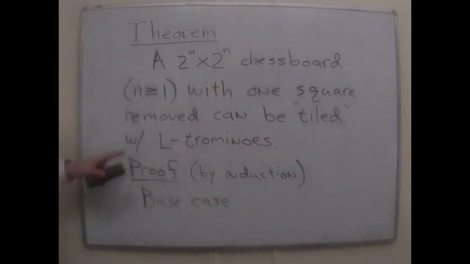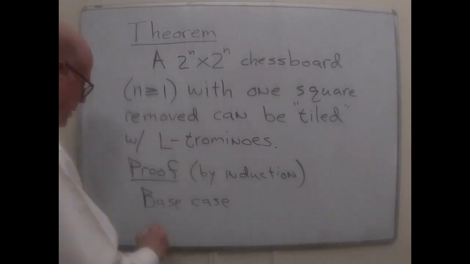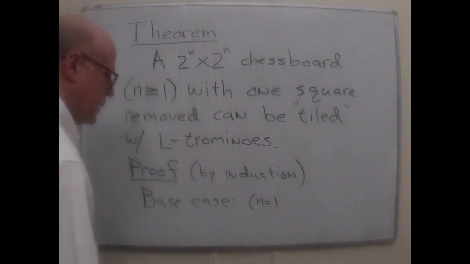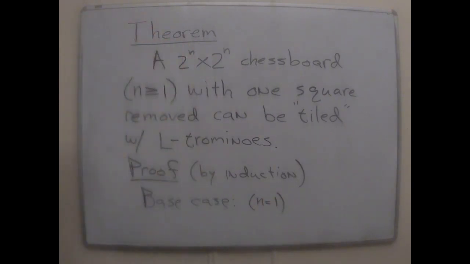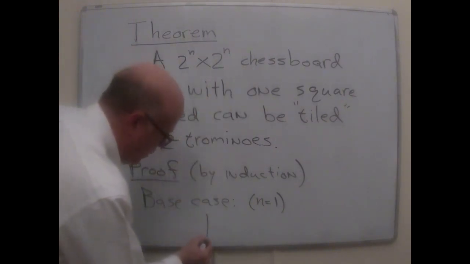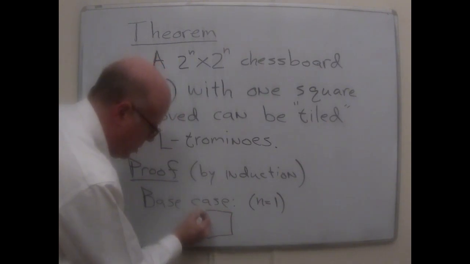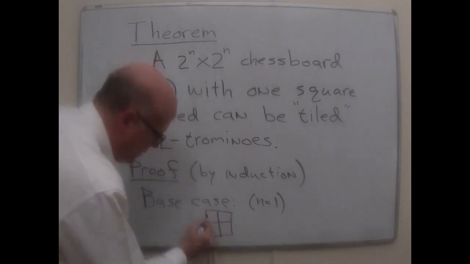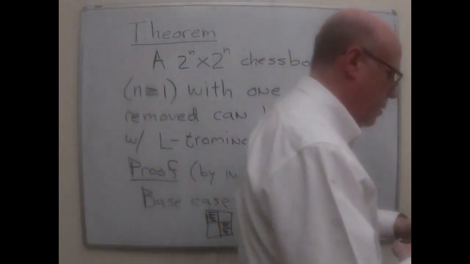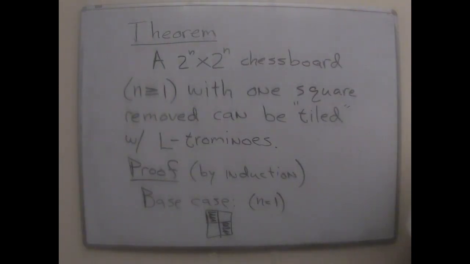Well, what's the smallest n that makes sense? Because if n is 0, I really don't want to deal with it. I mean, it's actually true in that case too, but I'm going to use n equals 1 as the base case, because it seems less trivial. If n is 1, we're talking about a 2 by 2 chessboard with 1 square removed. So it's 2 by 2, like that. Maybe I'll color some of them black and some of them white. And it's going to be covered, oh wait, there's 1 square removed.